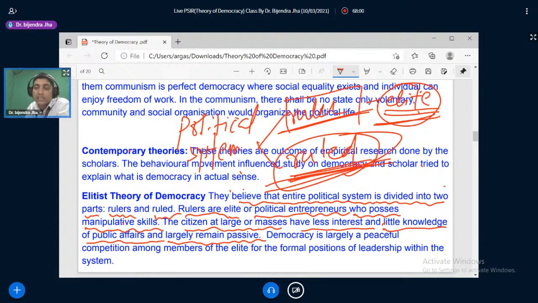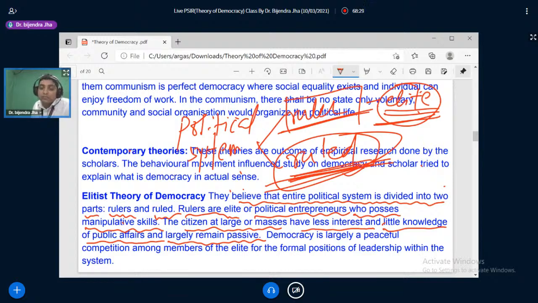So the political elite, right, participate in democracy to be elected, okay, and the masses or citizens at large participate in democracy to elect their leaders, okay. So that is one component of democracy, and this is called the elitist theory of democracy.